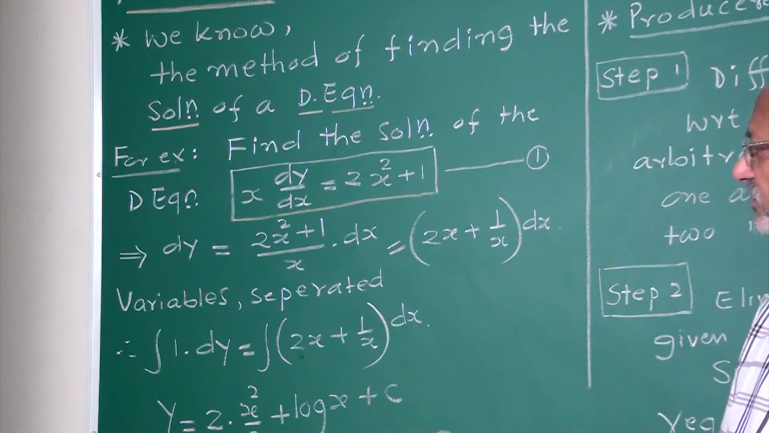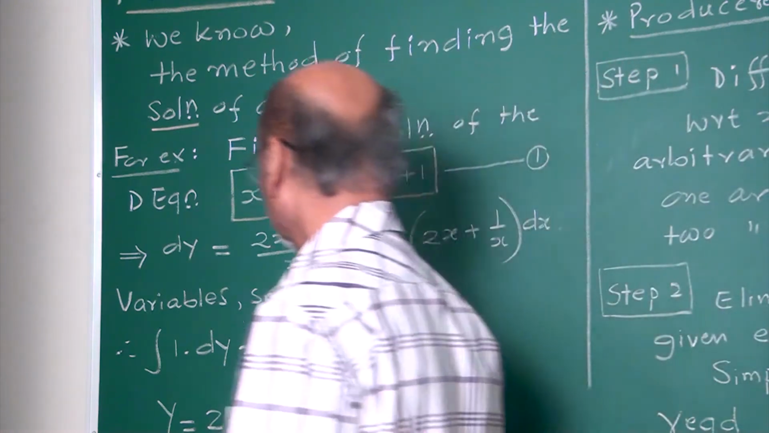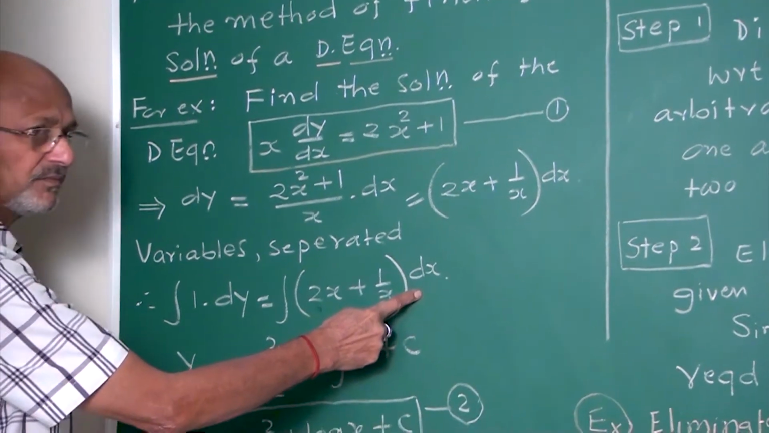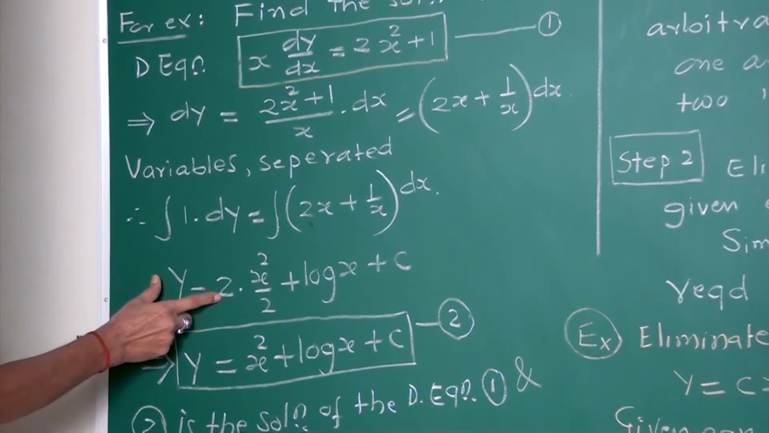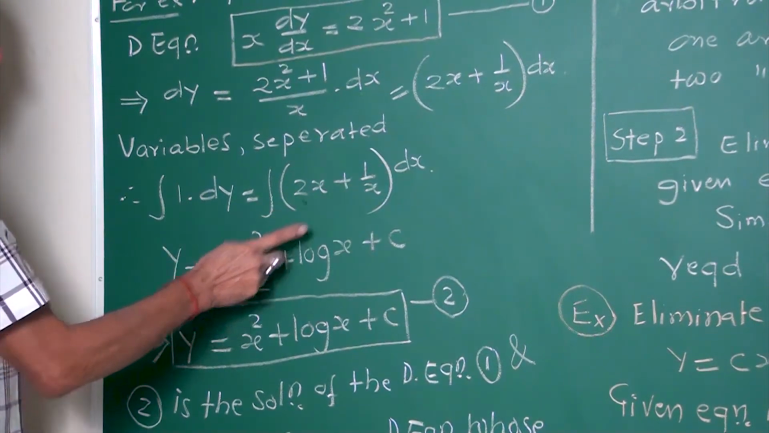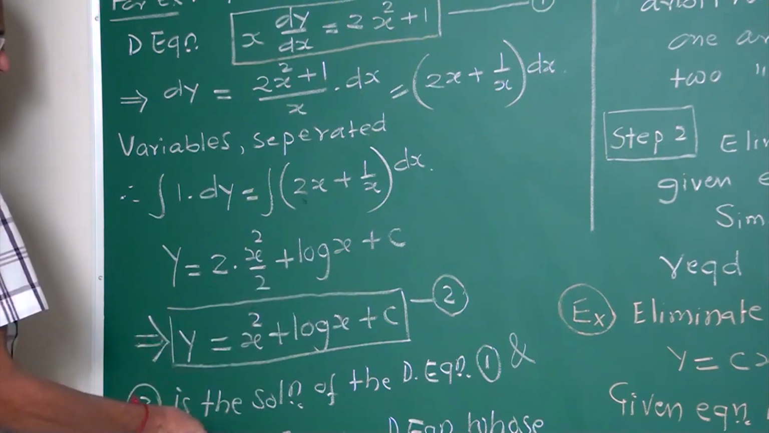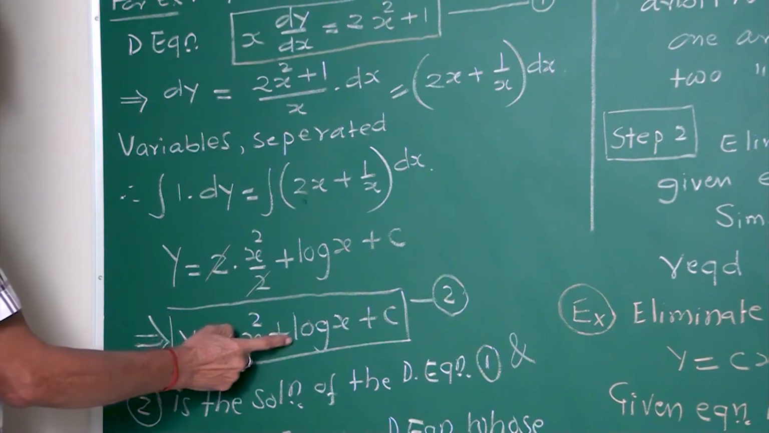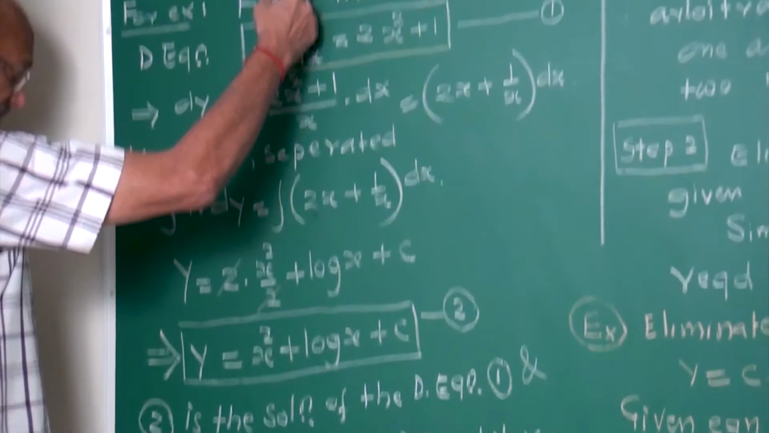Variables are separated. Once the variables are separated, you have to integrate both sides. You have to integrate LHS with respect to y, RHS with respect to x. Integral of 1 with respect to y is y, equal to 2 into integral of x with respect to x, which is x square by 2, plus integral of 1 by x, which is log x, plus constant of integration. This 2 cancels with 2, giving y equal to x square plus log x plus c. This is the solution of the differential equation 1.